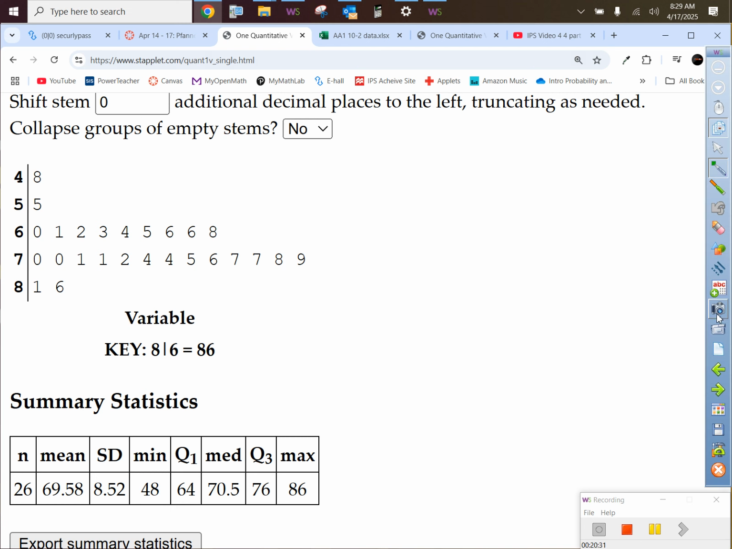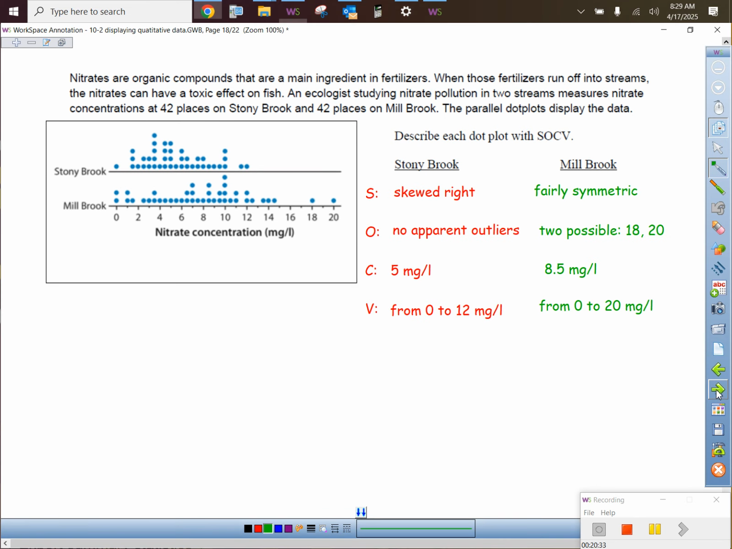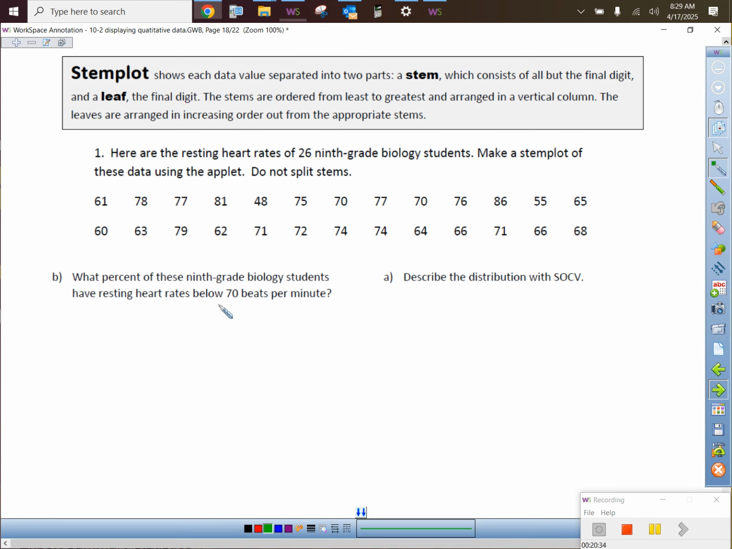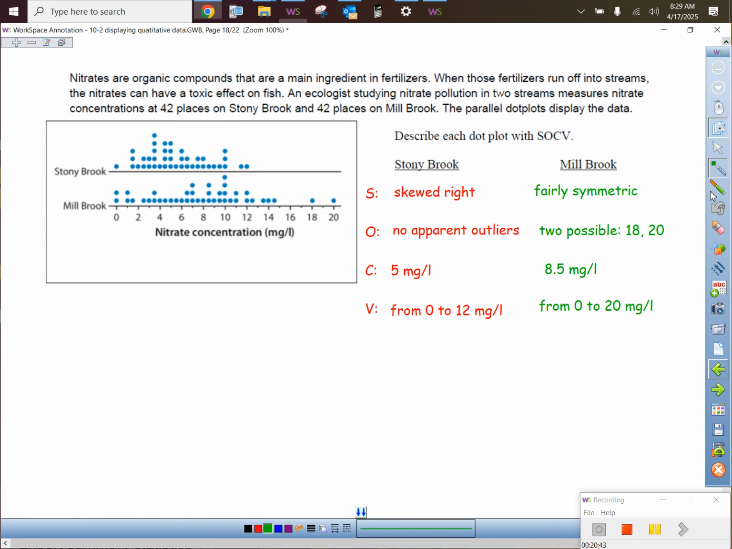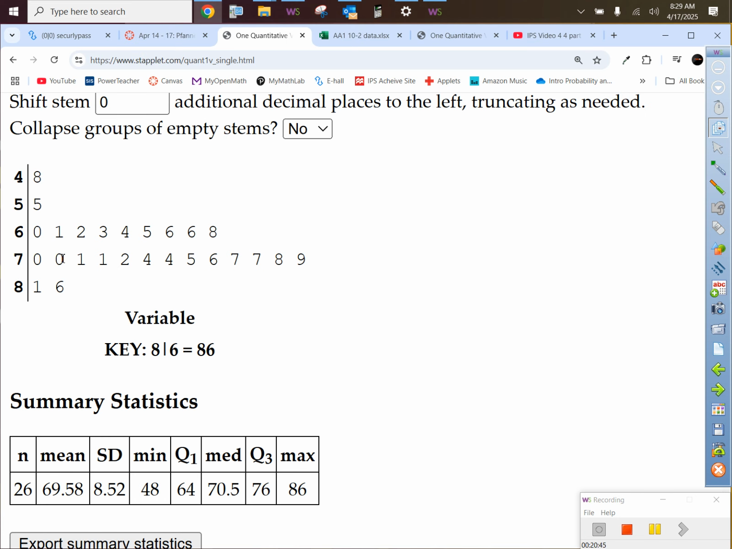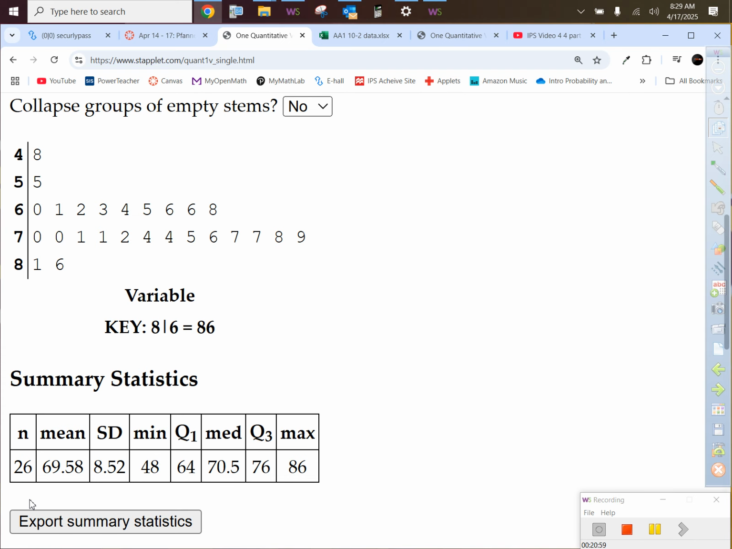So let me go back and see what they said. They said, is 70 count or not count? They say below 70 beats per minute. Does 70 count? Nope. So let's count up how many leaves there are. How many are below 70? There is 1, 2, 3, 4, 5, 6, 7, 8, 9, 10, 11. Do you see how I got those? Out of how many? You can tell right here because it tells you the total number in there. You could also tell in the question because they told you there was 26 students. So 11 out of 26, is that right?